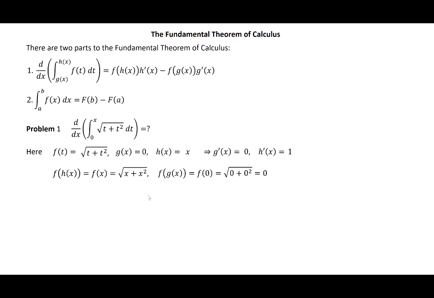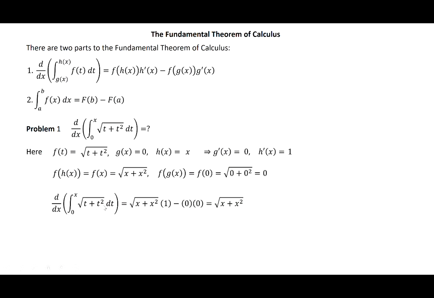Right? Okay. What is f of g of x? F of g of x is f of 0, because g of x happens to be 0. So plug 0 for t, and you get 0 plus 0 square, square root of that, and that's just 0. So we have everything that we need on the right hand side to evaluate this derivative. So let's go ahead and figure that out.